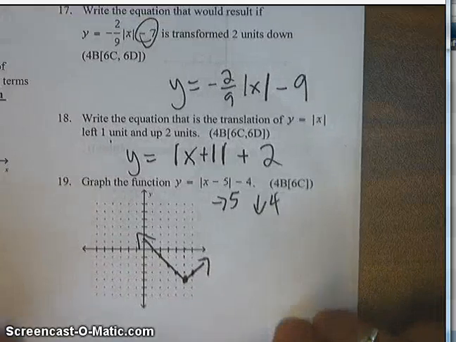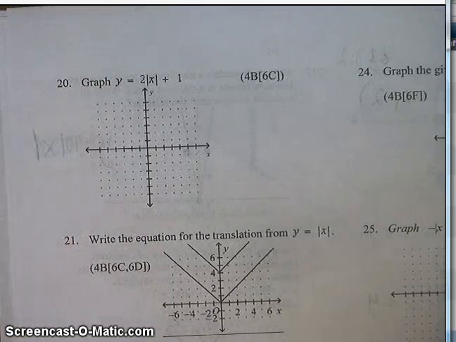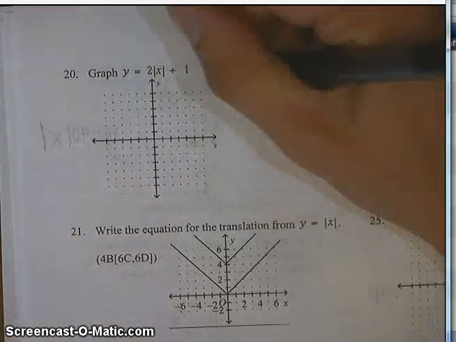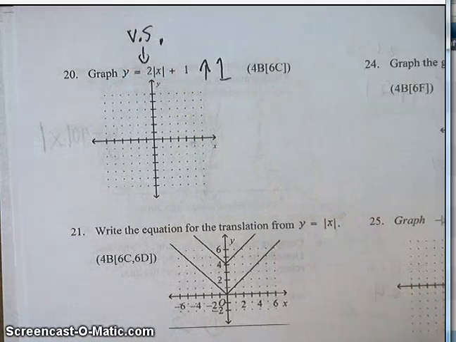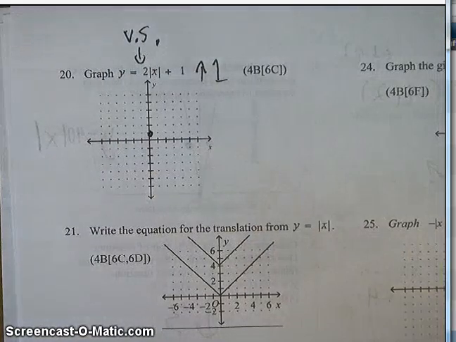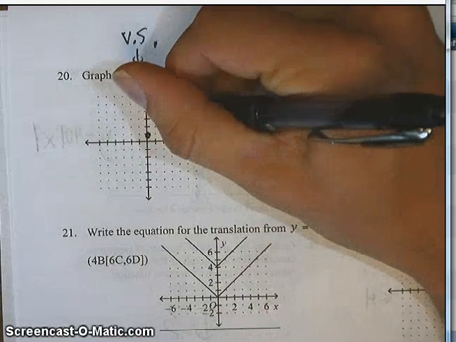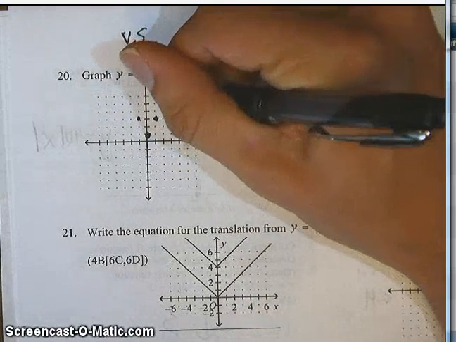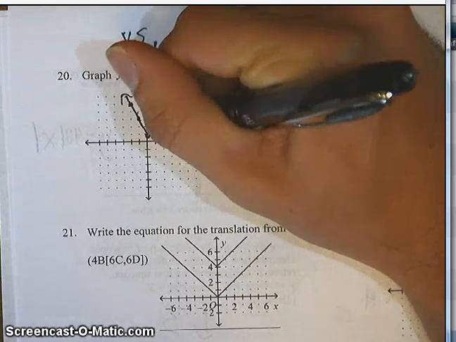Number 20. Graph y equals 2 absolute value of x plus 1. Okay, so that means we're going to go up 1, and that is a vertical stretch. So from 0, 0, go up 1 and put a big old dot. And that 2 means we're going to multiply it by 2, which affects the slope or the steepness. So it means we're going to go up 2 over 1, up 2 over 1 in both directions. And that's how you draw in that graph there.